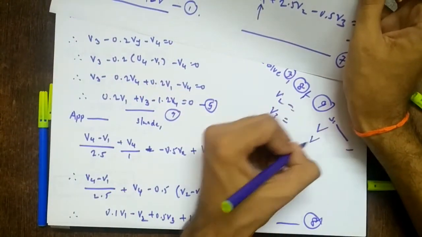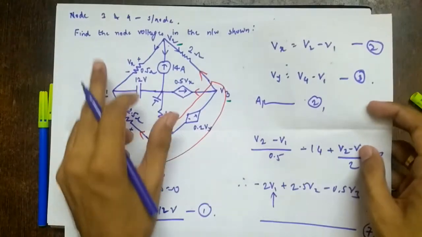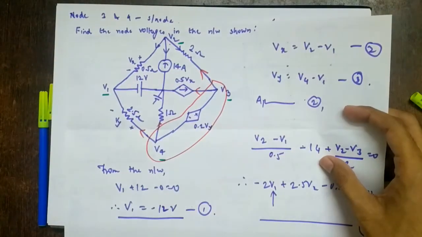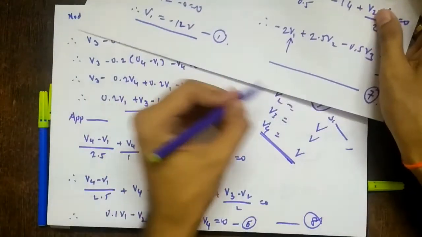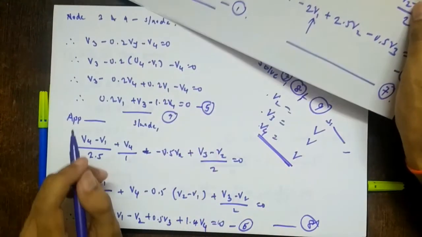What is the unit? Volts for everything. So what do we have to find? Find the node voltages in all the networks shown. We have already found out V1. So similarly, we find out V2, V3, V4. Okay. So make sure you solve this.